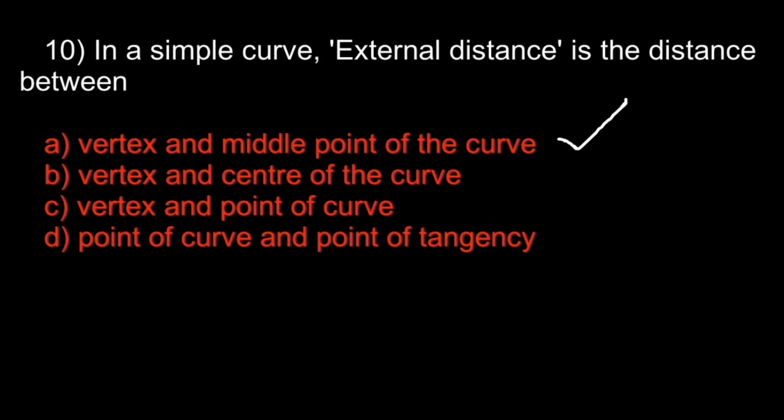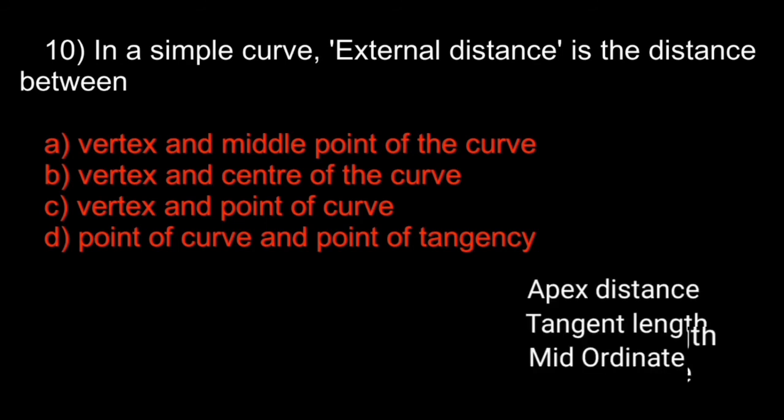And external distance is also called apex distance, and it is the distance from the point of intersection to the apex of the curve. And apex distance is equal to R into sec theta by 2 minus 1, that is R of sec theta by 2 minus 1. R means radius.